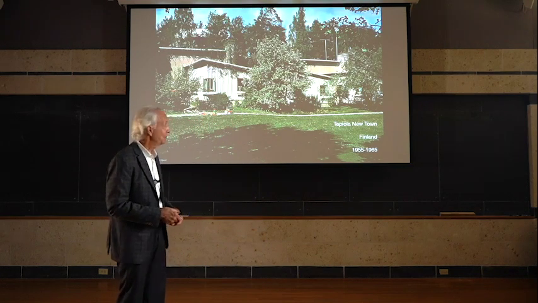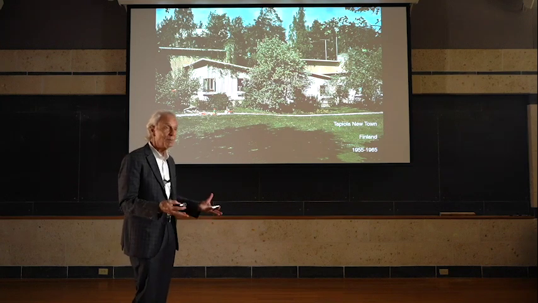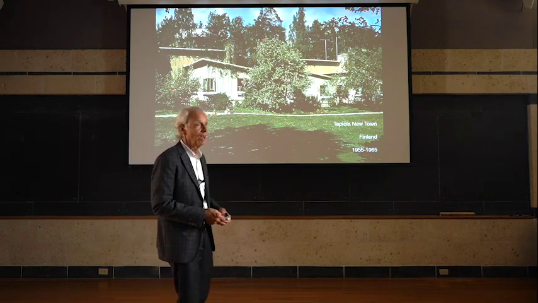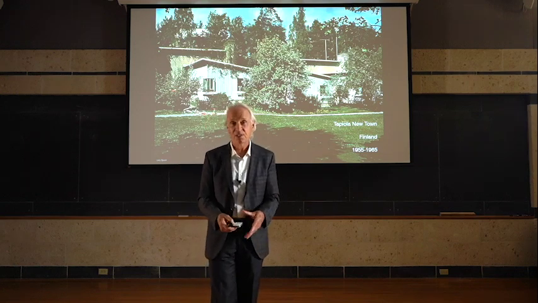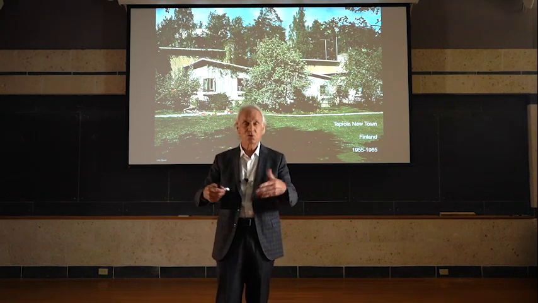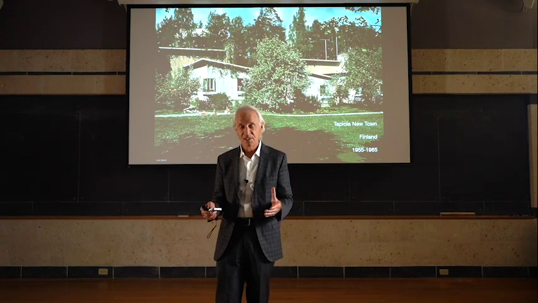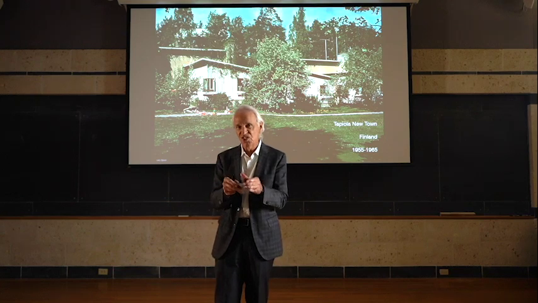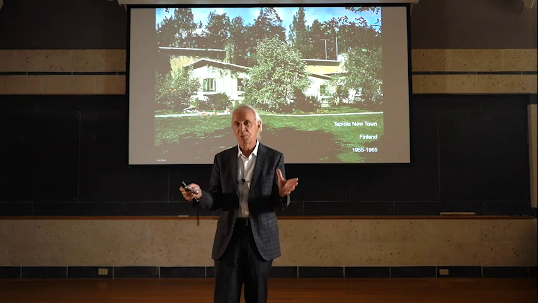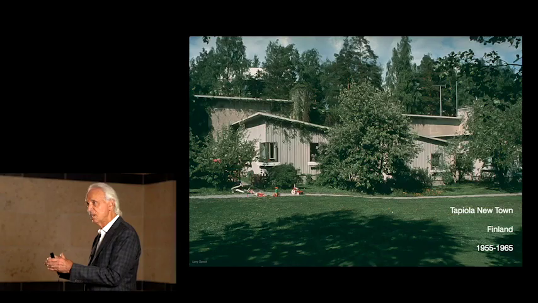The second example here is Tapiola New Town in Finland. This is for about 35,000 people. In this period, Helsinki, the capital of Finland, was growing. They could have just grown with suburban sprawl, like many other cities in the world were doing, but they decided that they wanted a greater sense of community than suburban sprawl normally gave. So they decided to build a new town outside of Helsinki.